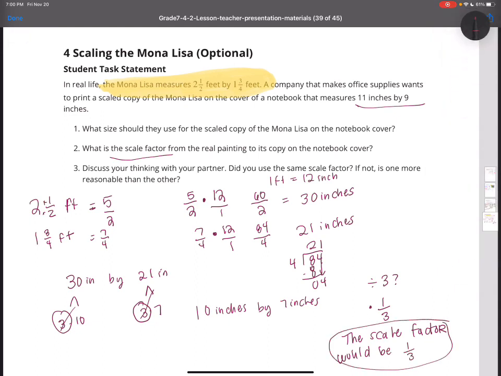And keep in mind that even though the book cover would be 11 inches by 9 inches, if we wanted to make a size that was proportional to the actual real drawing, it would be 10 inches by 7 inches. Because remember, if we were to surpass that, it would be distorted.